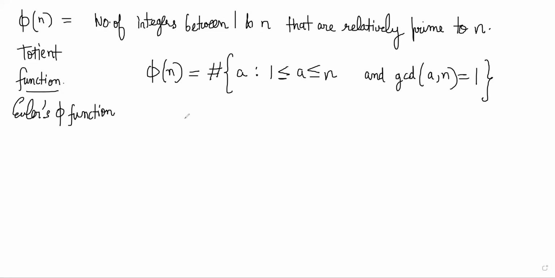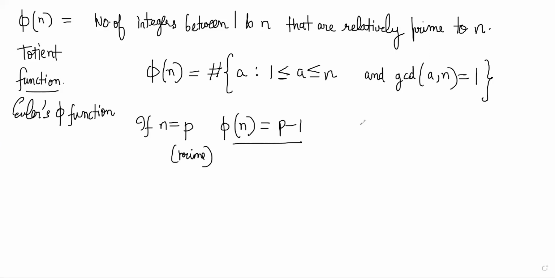Now, let's take some cases. For example, if N is a prime, phi of N would be equal to what? P is a prime number, so it will be P minus 1, because it will be from 1 to P minus 1, correct?